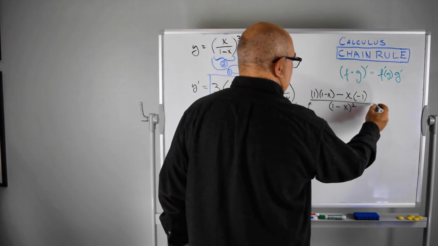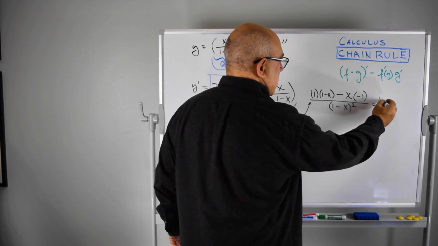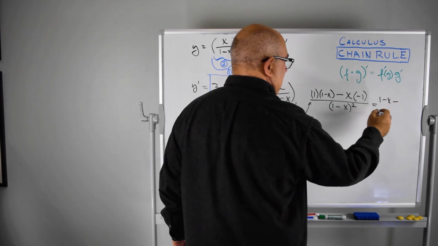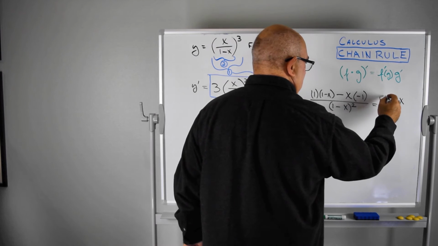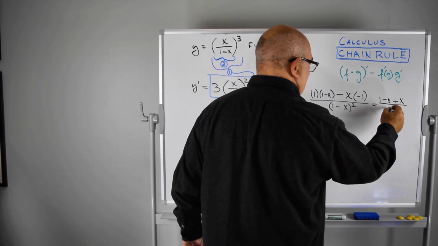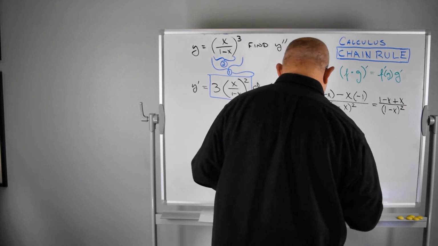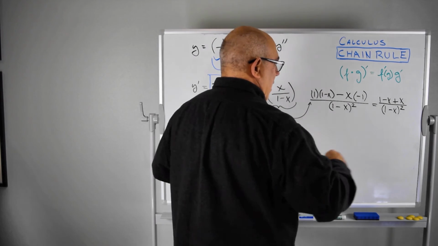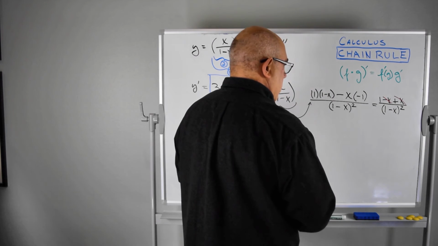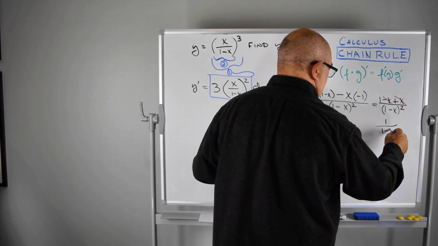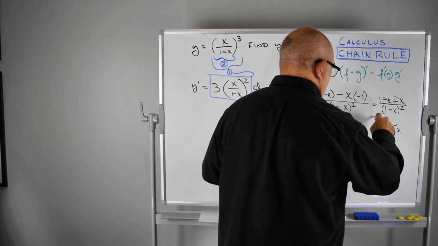Okay, so let's simplify this piece now. So we have 1 minus x minus a minus x, so that's plus x. We'll simplify that in 1 second, all over 1 minus x squared. Okay, so now we can get rid of those two x's, and this equates to 1 over 1 minus x squared. Okay, and that's the second piece.